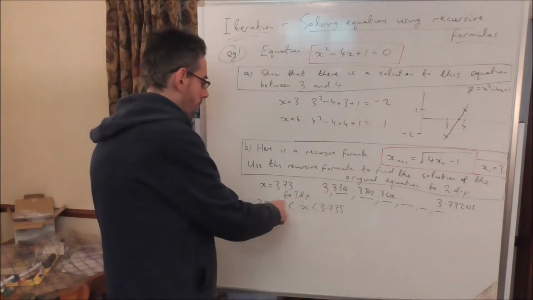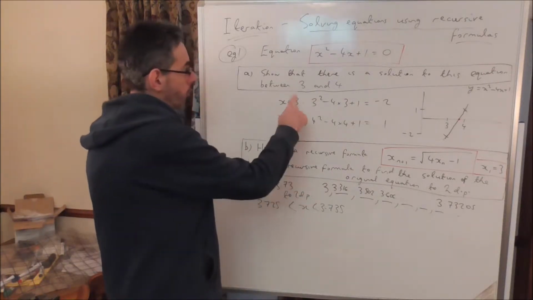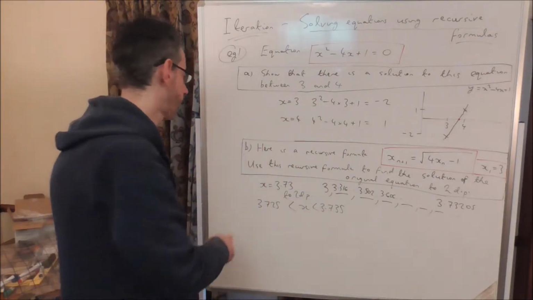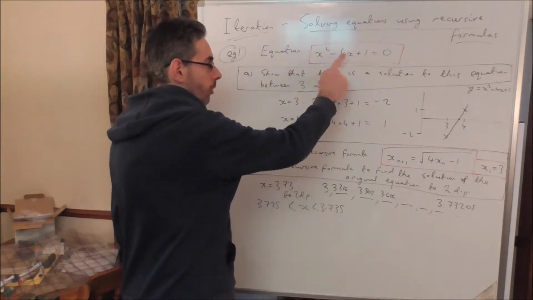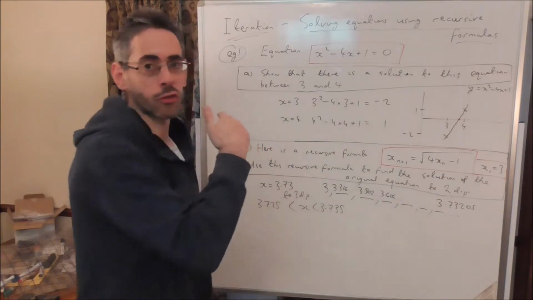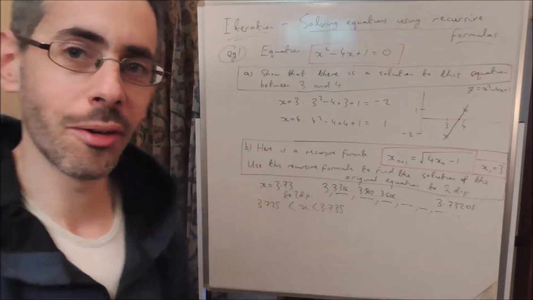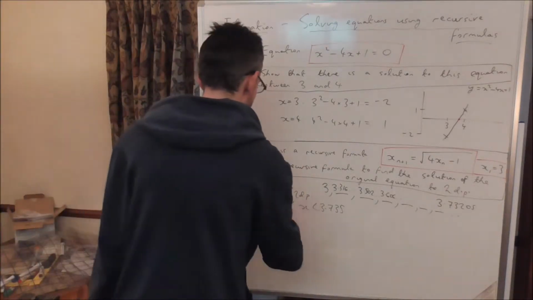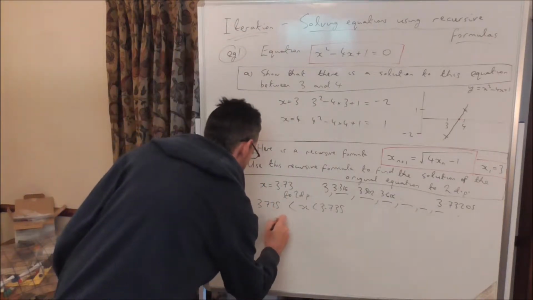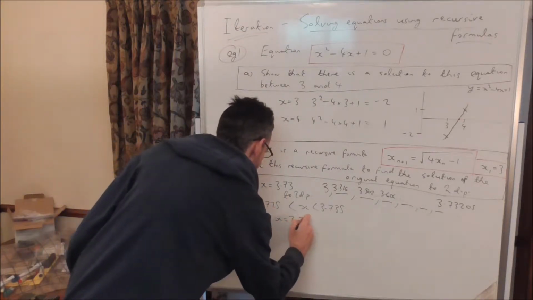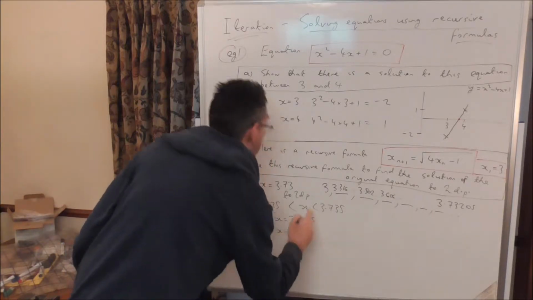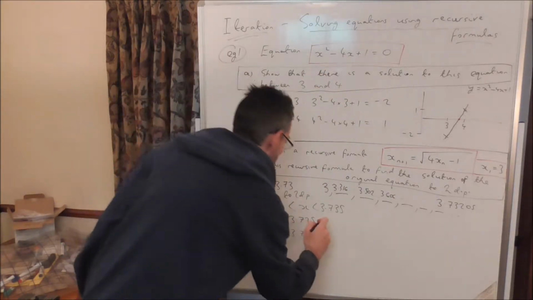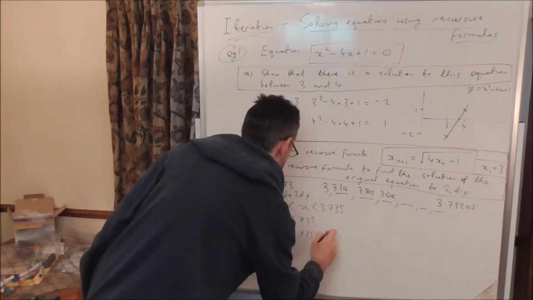And we could show that there is a solution between these two numbers, just like we showed there's a solution between 3 and 4. We could put these two numbers into the original equation, into this expression, and if we get one answer smaller than 0 and one answer bigger than 0, that means there's a solution in between. So let's do that. Again, you could try this on your calculator. We'll put these two numbers, 3.725 and 3.735, into the left-hand side of the original equation and see what happens.